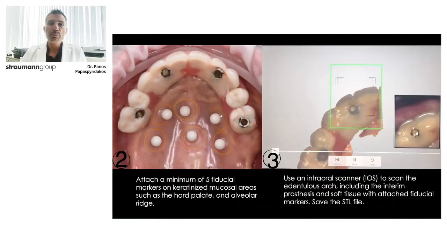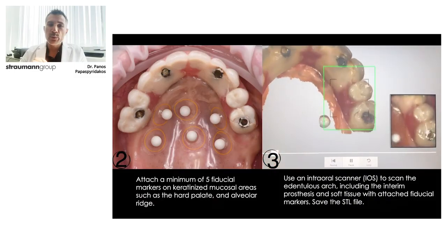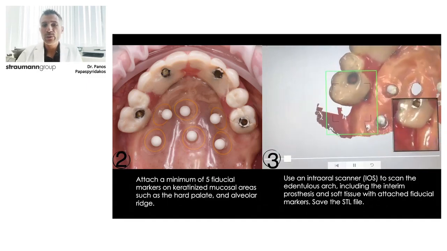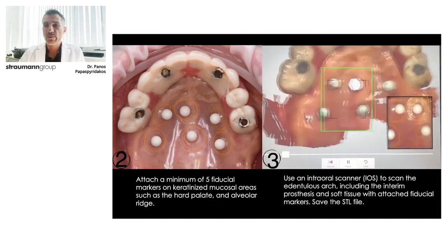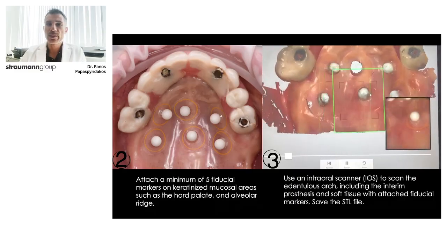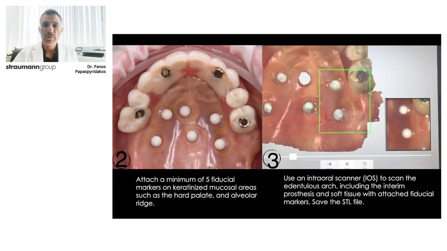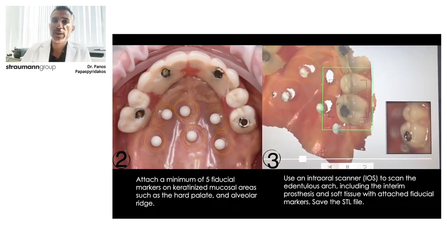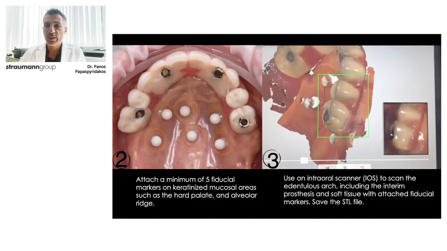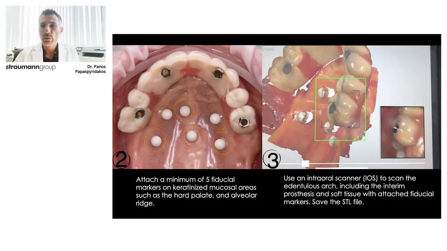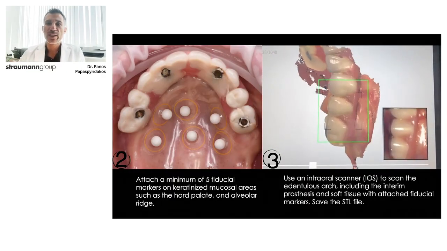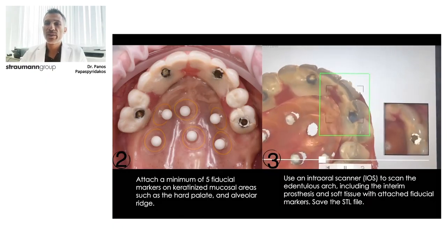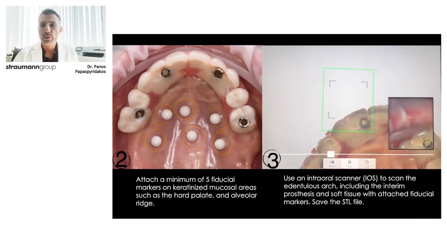So what we do, we attach a minimum of 5 fiducial markers on keratinized mucosal areas, such as the hard palate and the alveolar ridge. Why? Because keratinized mucosa is non-mobile and can serve as fixed and solid landmarks. After we place at least 5 fiducial markers, the first step is we take an intraoral scanner and we scan the edentulous arch, including the provisional prosthesis and the soft tissues with the attached markers, as you can see on the video on the right. This will produce an STL file, as we saw earlier, and this STL file will be saved in our computer.